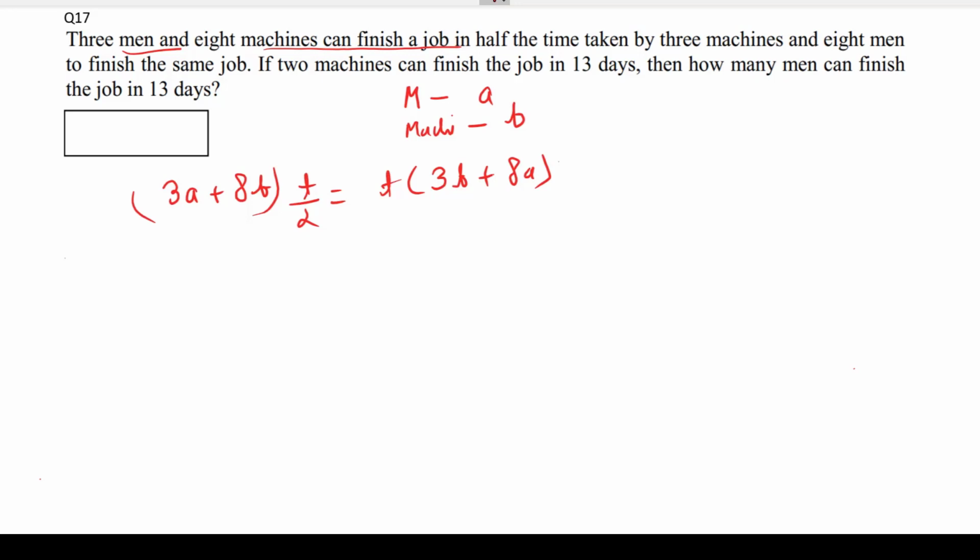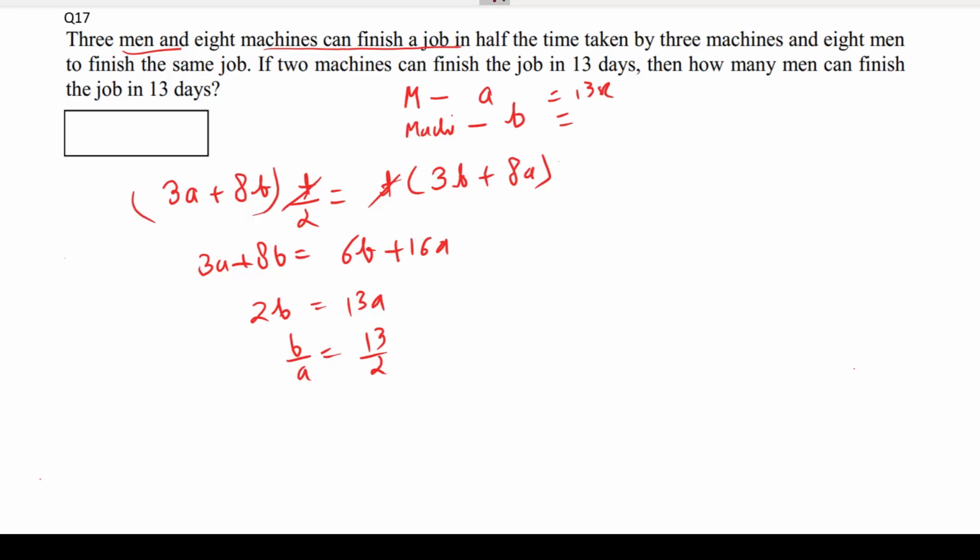So from this we will get 3a + 8b = 6b + 16a, that will be 13a = 2b. So the ratio b to a will be 13 to 2. So a will be 2x and b will be 13x.